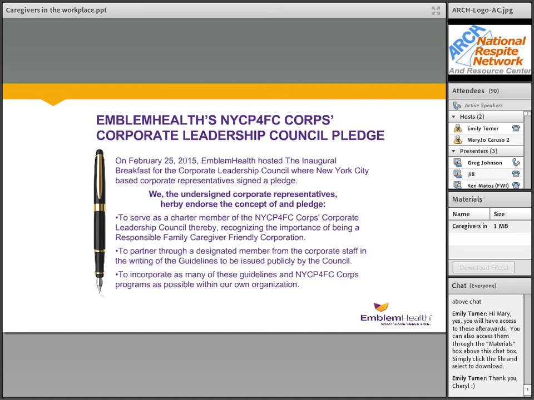And 3, to incorporate as many of these guidelines and New York City Partnership for Family Caregiving core programs as possible within our corporate organization. I'm delighted to tell you that within 48 hours of this breakfast, already Time Inc. and McGraw-Hill Financial called and booked time. That has continued. I am very pleased.